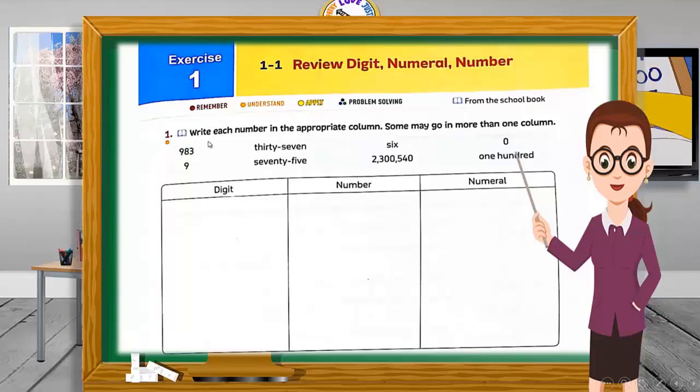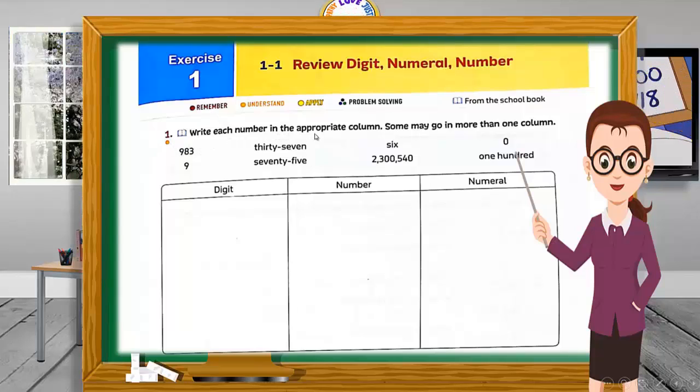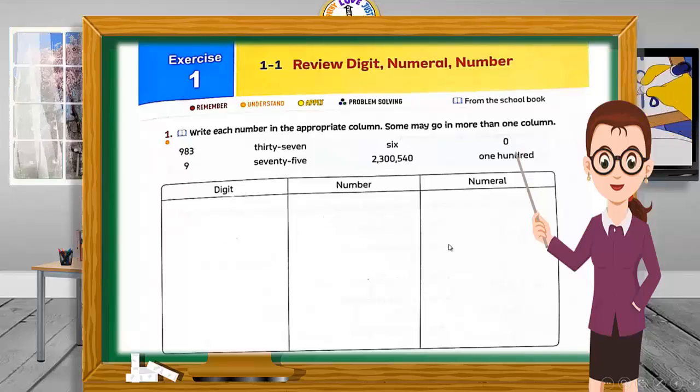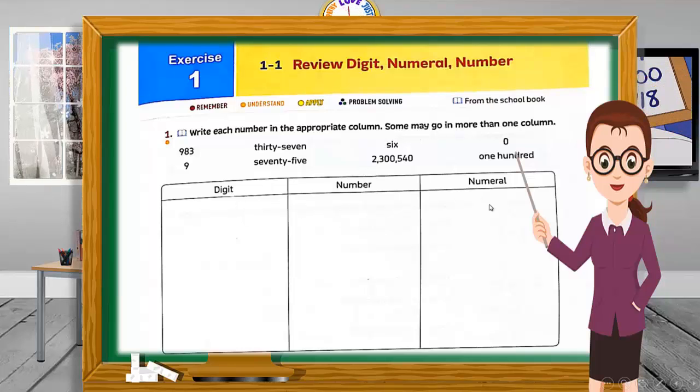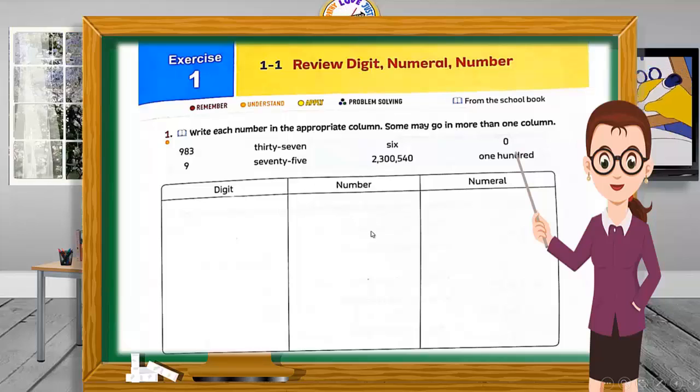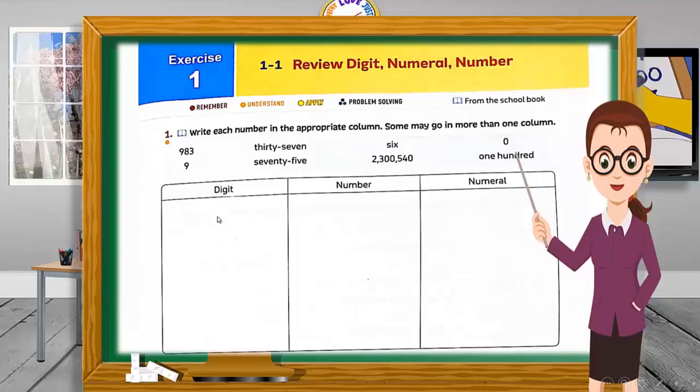It tells you in the first exercise to write each number in the appropriate column. We have 3 columns here: digit, number, numeral. Which one of them is digit? Which one of them is numeral or number? Some may go in more than one column, meaning you can put 6 in more than one column: in the 3 columns, or in 2 columns, or in 1 column only. Let's start to solve. We have this numeral, or number, 983.